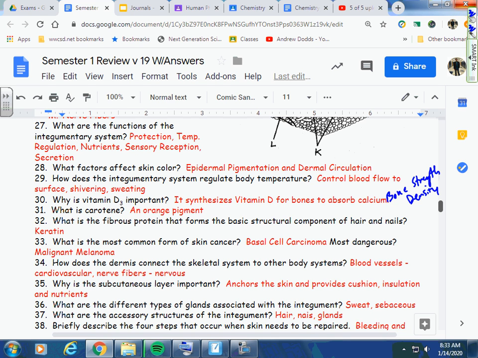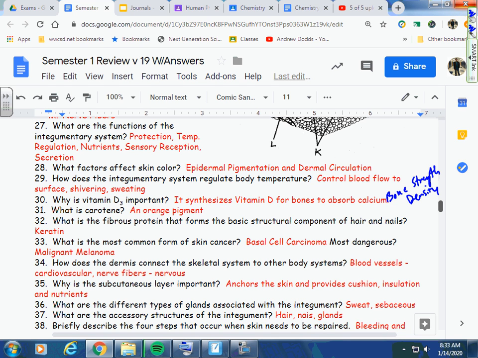What is keratin? That's an orange pigment in the skin. It's different than keratin with a K. That's the fibrous protein that forms a basic structural component of hair and nails. Also found largely in the skin. That's part of the reason why the cells of the stratum corneum are dead.